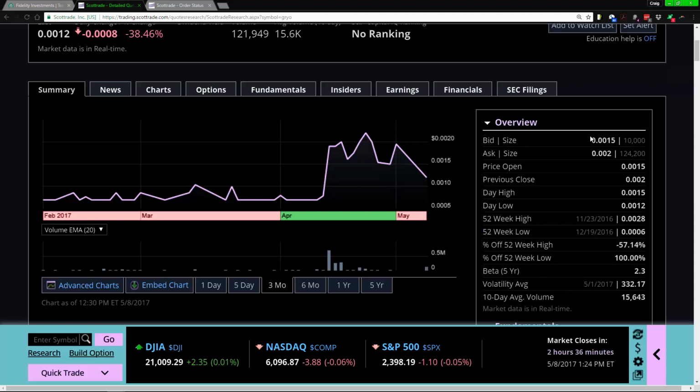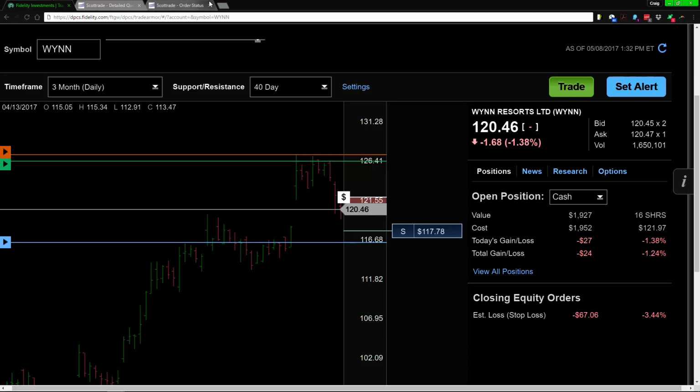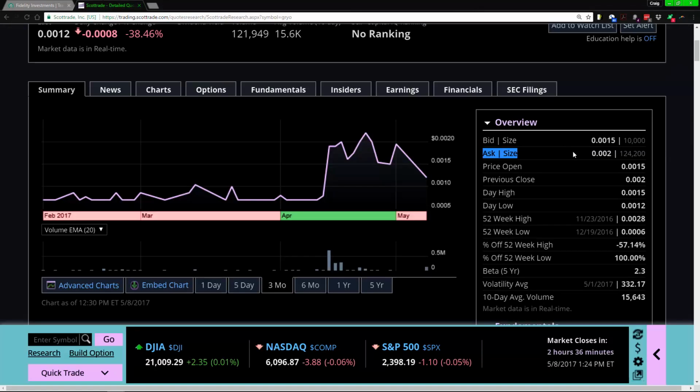So basically, we get into a bid and an ask. What is an ask? You might notice it in a few other places. An ask is saying that if you want to buy this thing right now, you're going to have to pay for this particular stock, the YN, 121 or 120.47 per share. Whereas for this penny stock, you have to pay 0.002 per share.